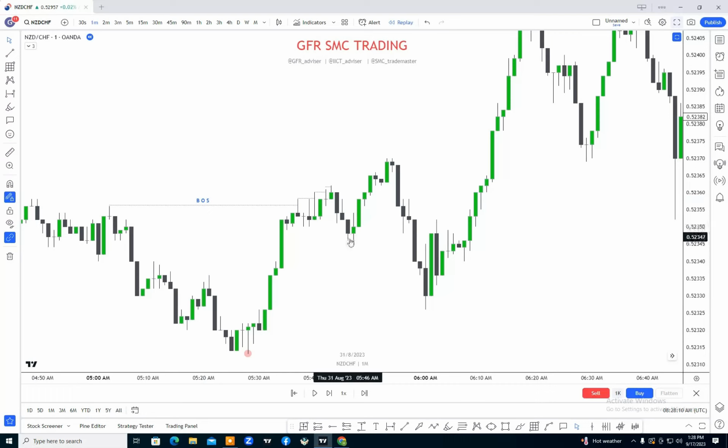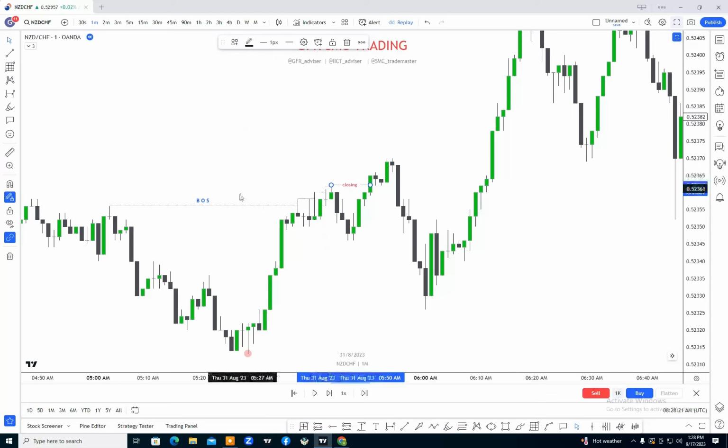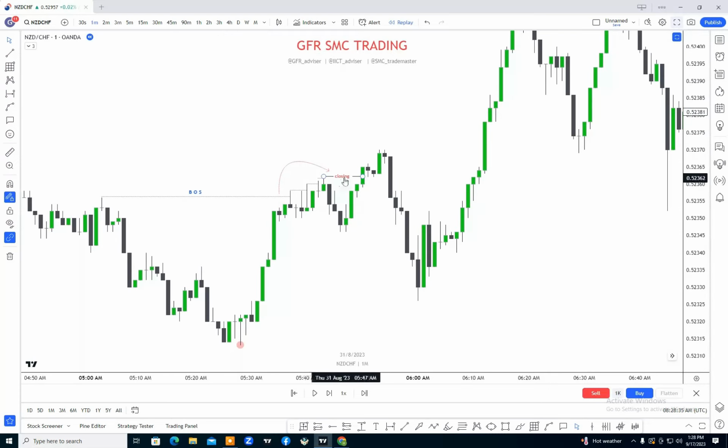Then the market reversed back and made another high, and when the market gives us a closing above this candle, then our breakout of structure will be confirmed with that candle, because now we have a candle closing confirmation. So this structure will shift at this area like this.